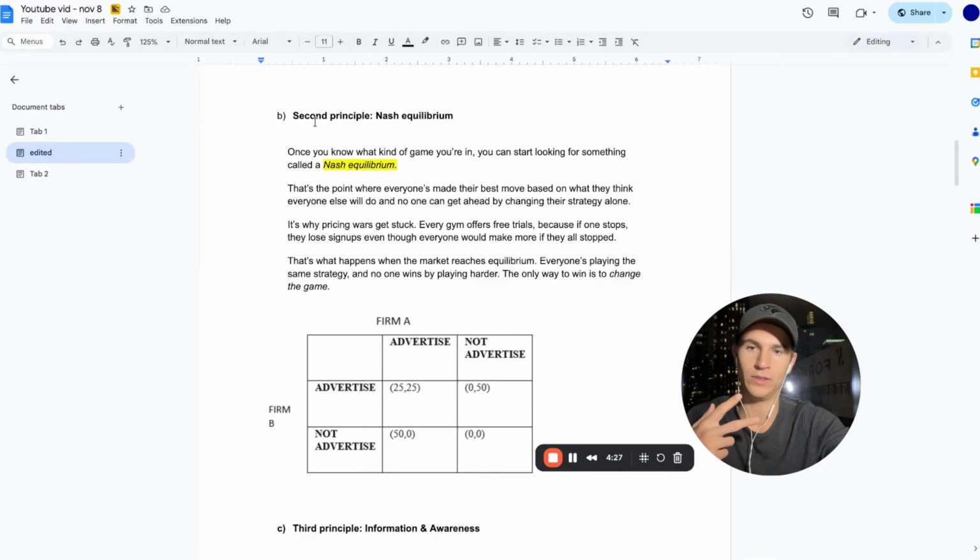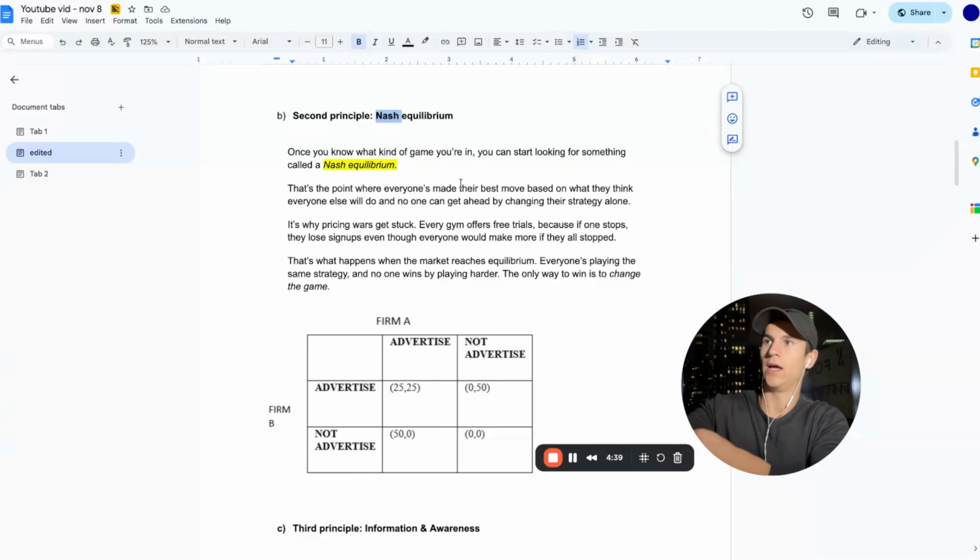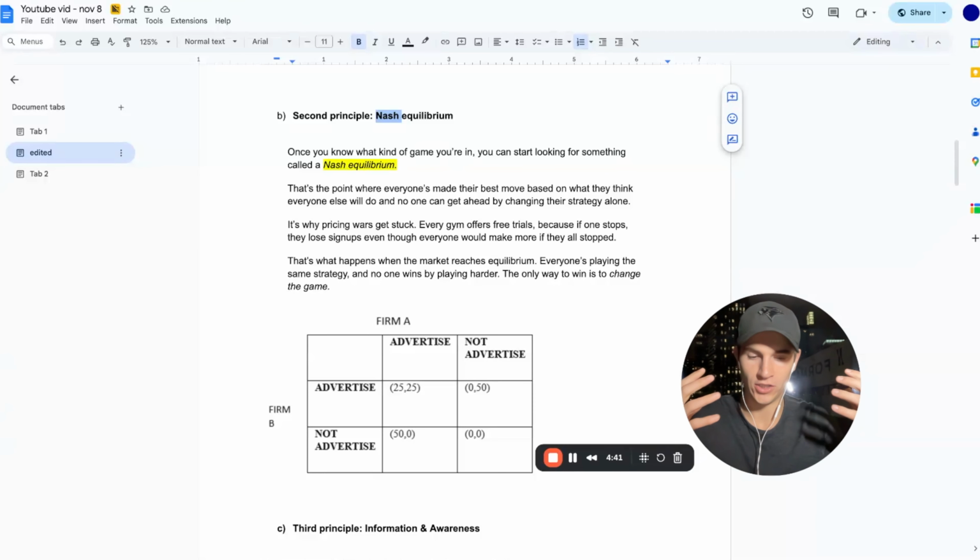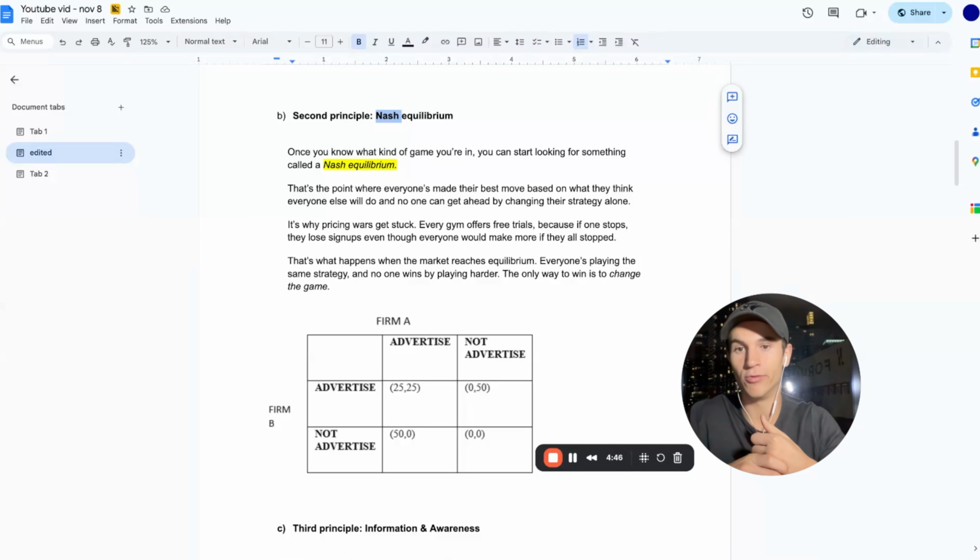The second principle is Nash equilibrium. Okay, something really interesting about Nash equilibrium: the scientist named Nash studied game theory really in depth, and he came up with game theory and Nash equilibrium. Nash equilibrium is basically the best move you can possibly make, based on every other potential person making the same move as well.